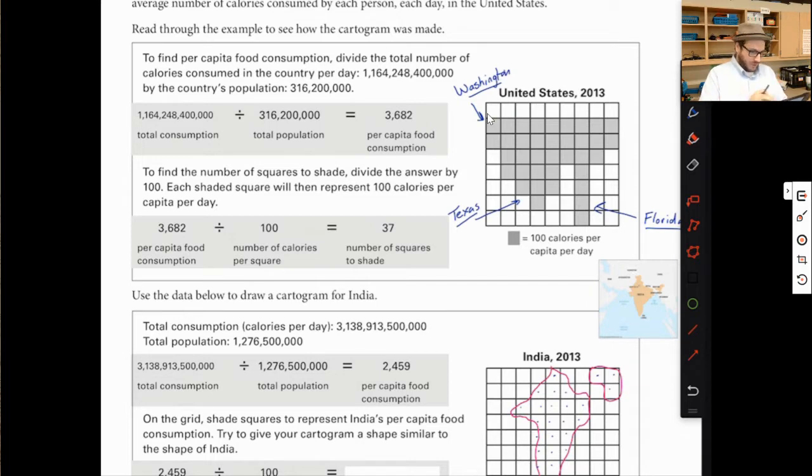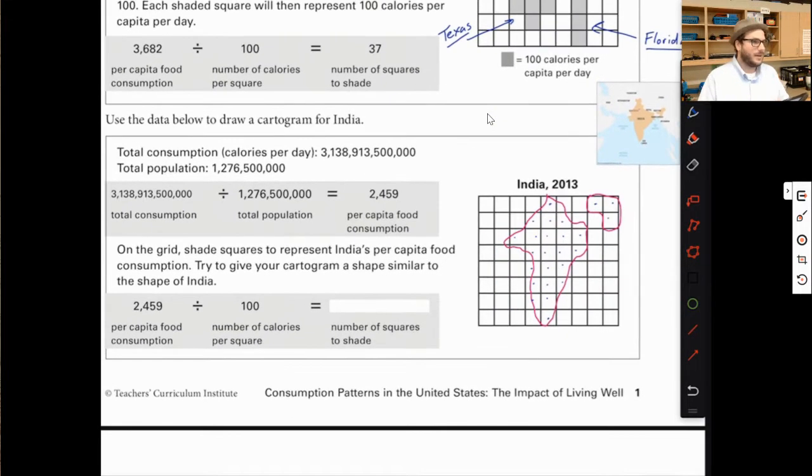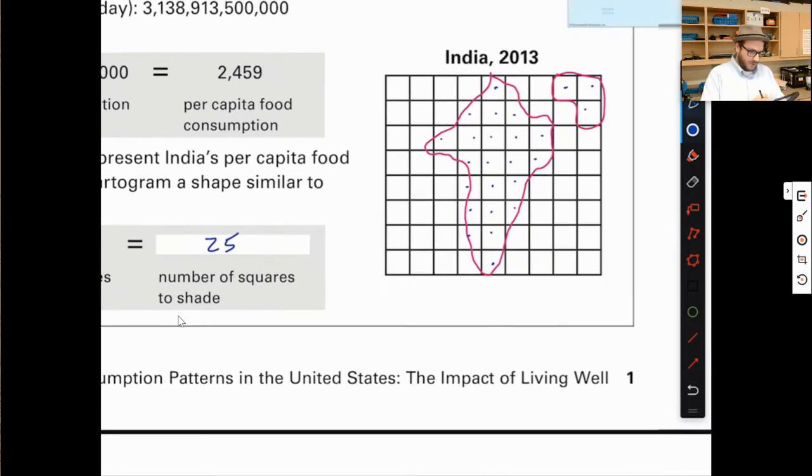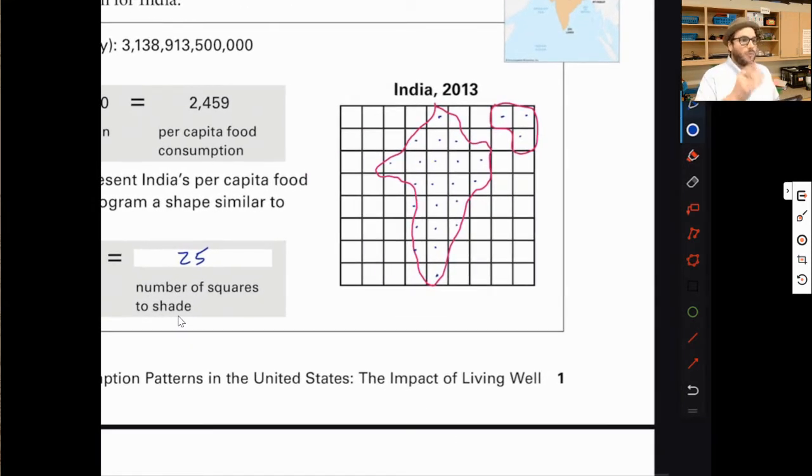So my recommendation when you go to do this, we're going to do it for India. This is how much they have for total consumption, approximately, for calories, and they divide it by the population, and that gets the per capita or per person food consumption. So about how many calories each person eats on a daily basis. Now we need to divide that by 100. When you divide by 100, you just move the decimal point over 2 places, and that's going to get us 24.59, so about 25 boxes.